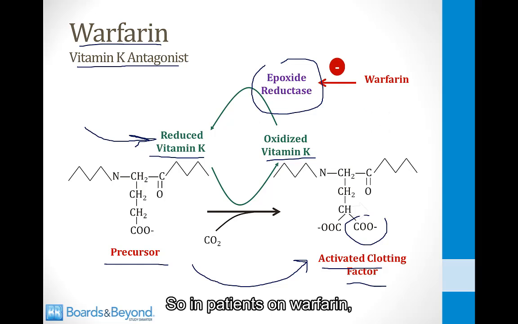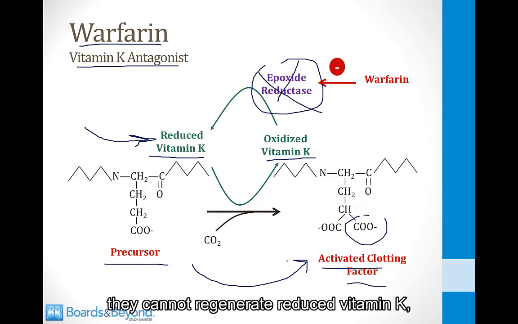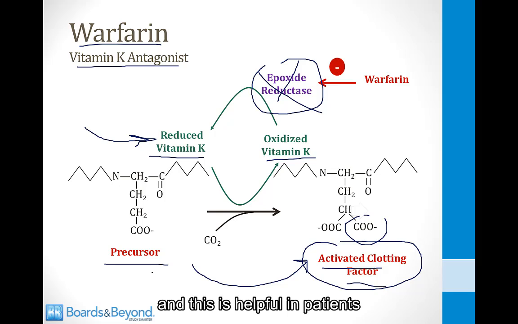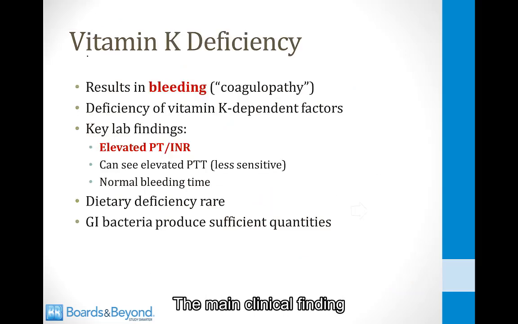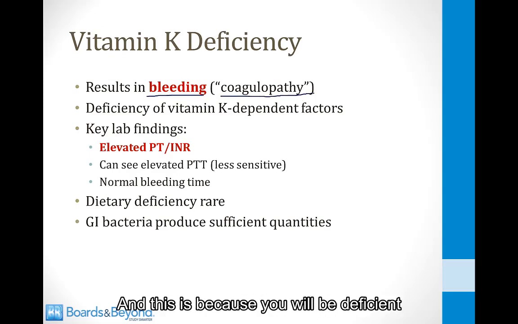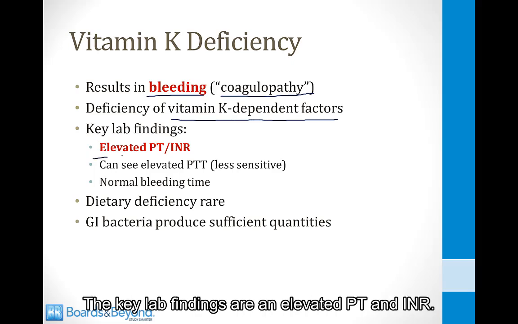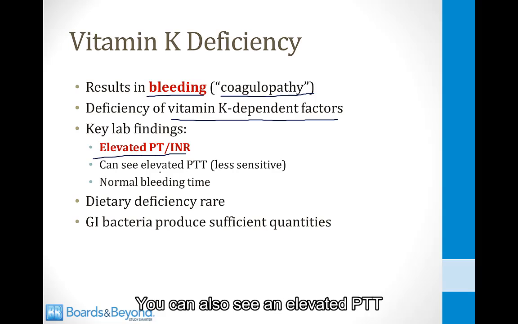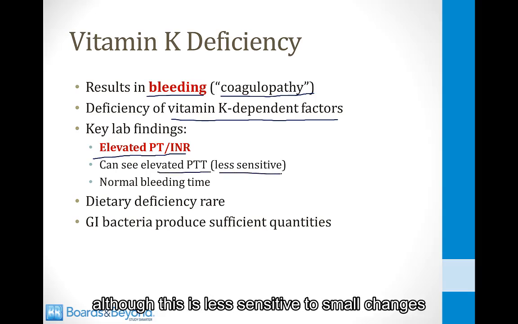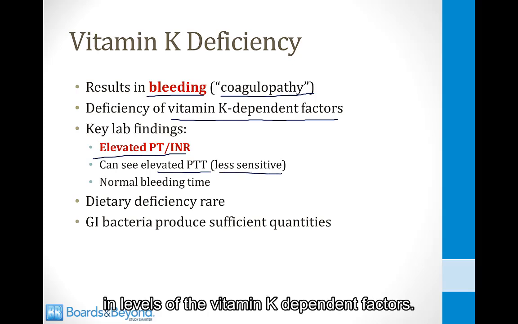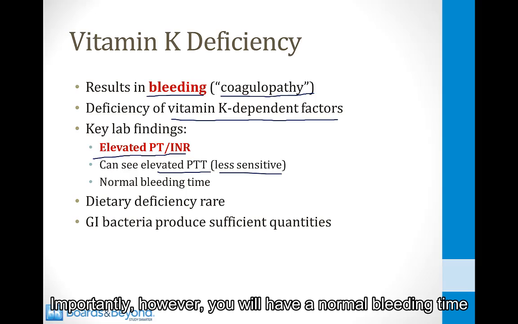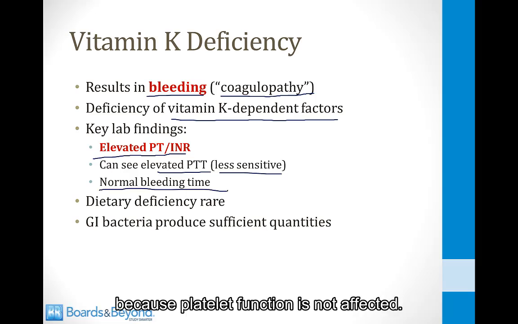So in patients on warfarin, they cannot regenerate reduced vitamin K, and therefore they are less able to synthesize activated clotting factors, and this is helpful in patients who have blood clot disorders. The main clinical finding of a vitamin K deficiency is bleeding. This is often called a coagulopathy, and this is because you will be deficient in the active forms of the vitamin K dependent factors. The key lab findings are an elevated PT and INR. You can also see an elevated PTT, although this is less sensitive to small changes in levels of the vitamin K dependent factors. Importantly, however, you will have a normal bleeding time because platelet function is not affected.